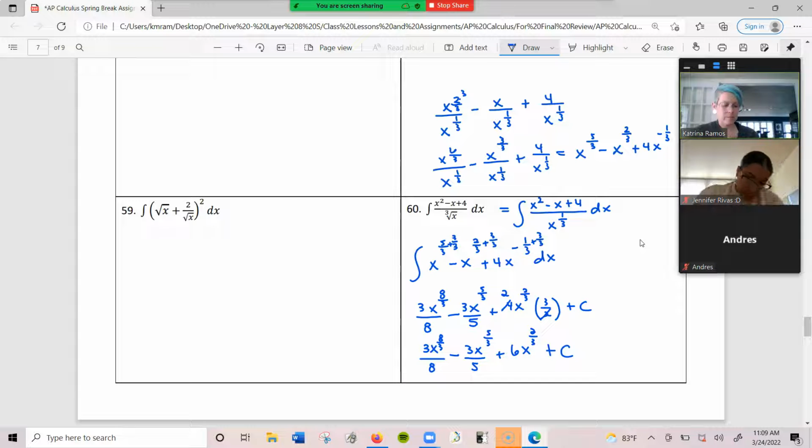Okay. Yeah. So for 59, you're going to have to actually distribute this. So let's do that up here. So we have the square root of x plus 2 over the square root of x. And since it's squared, I'm going to multiply it with itself.